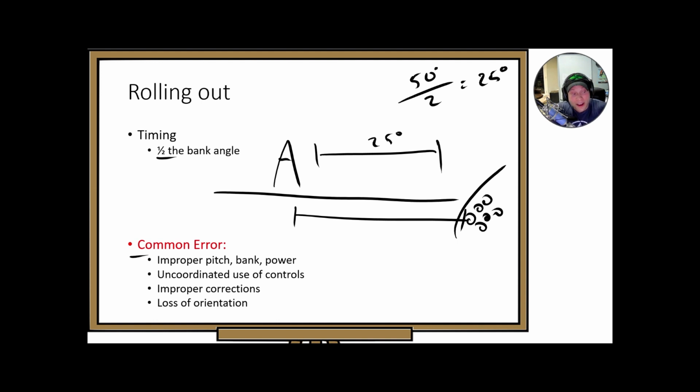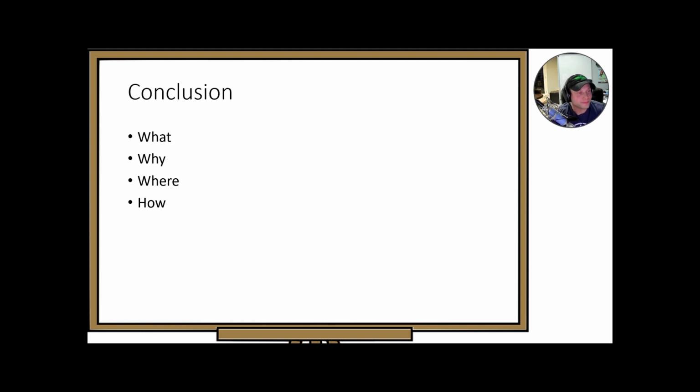Now, some common errors when rolling out of the turn are improper pitch, bank, and power settings, like we said, uncoordinated use of controls, so always use your rudder pedals correctly, improper corrections, don't be yanking on the controls trying to regain altitude, and then loss of orientation, getting lost in the sauce again. Keep your head on a swivel, know where you are at all times.